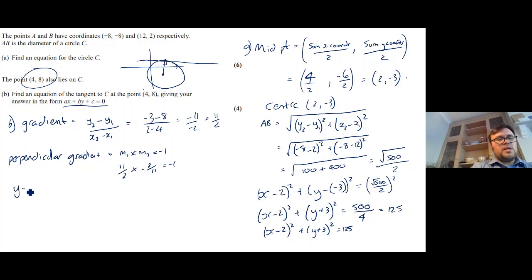Most, I think, use y equals mx plus c. So y is 8, equals -2 over 11 times x, which is 4, plus c. So this is going to be -8 over 11. Take it over, so 8 can be written as 88 over 11. So 88 over 11 plus 8 over 11 is equal to c, which is 96 over 11. So c equals 96 over 11.